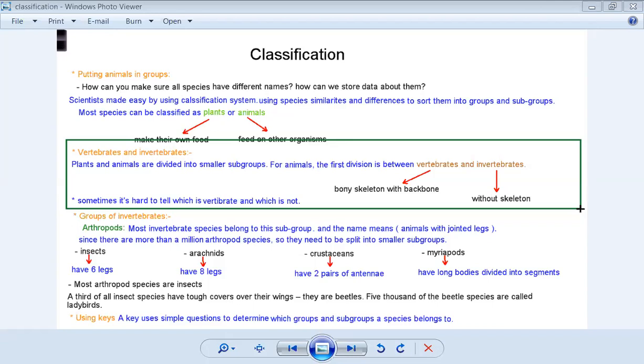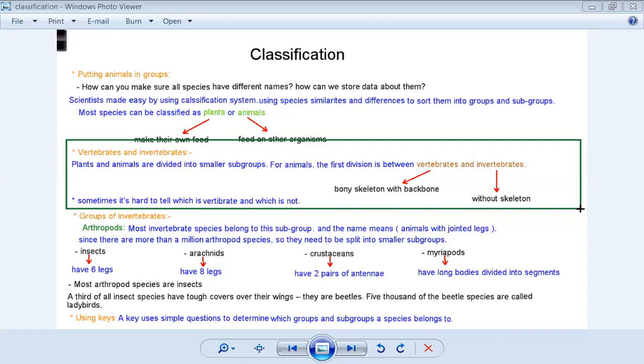So plants and animals are divided into smaller subgroups. The main group is plants, animals. Okay, the subgroup is, are they vertebrates or invertebrates? So for animals, the first division is between vertebrates and invertebrates. We cannot use vertebrates and invertebrates for plants because they don't have skeleton. So we are using this classification or subgroups for the animals only, including us, of course.